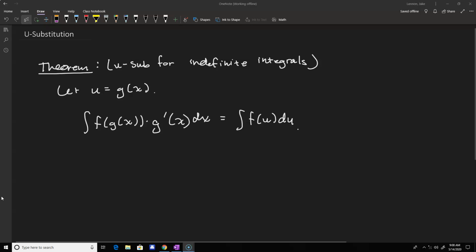And basically, we're going to be able to do this whenever the derivative of one of our factors of our function happens to be, or only differ by a constant factor from, the other factor of our function. So we'll see how to utilize that.